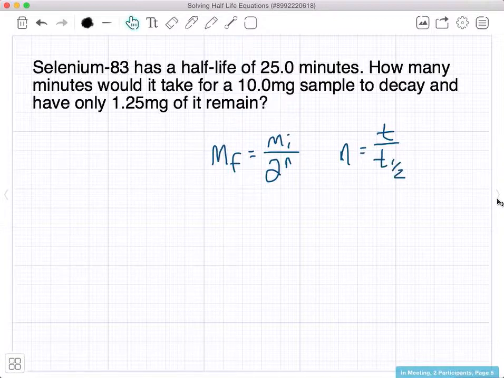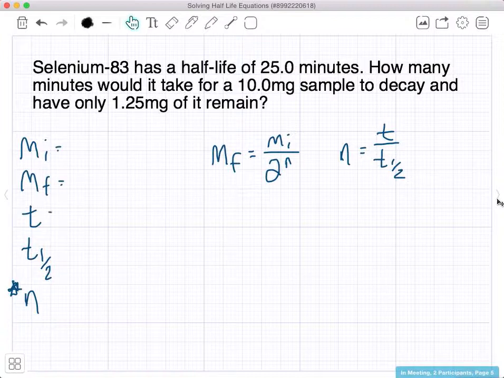All right, and we'll also define our variables real quick. We have initial mass, final mass, total time, half-life length, and number of half-lives. And remember, we're always solving for n first, so we're going to try to find n before we find anything else after we've identified what we're given in the equation.